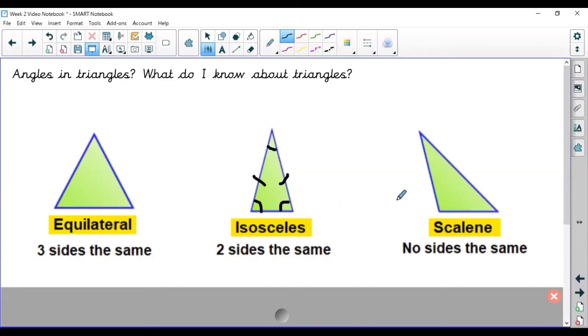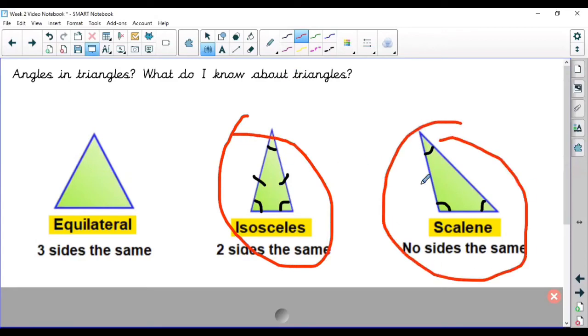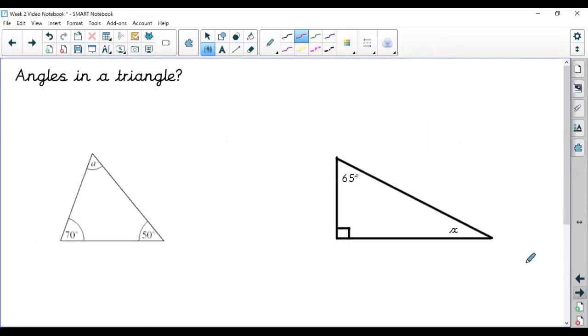And then the last one is the scalene. So that just means that there are no sides the same, and it always means that all of the angles inside a scalene triangle are different as well. So this one will be different to this one, and obviously there are lots of different types of scalene triangles that we can get as well. The ones that we're going to concentrate on this week, you're mainly going to see isosceles triangles and scalene triangles. They're the ones that we're going to be dealing with for the most part. So let's have a look.